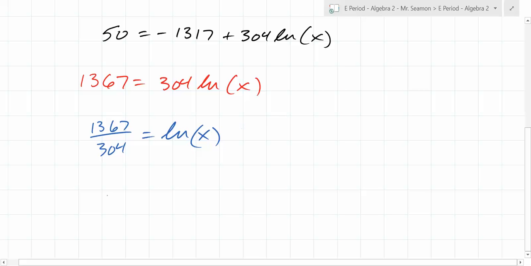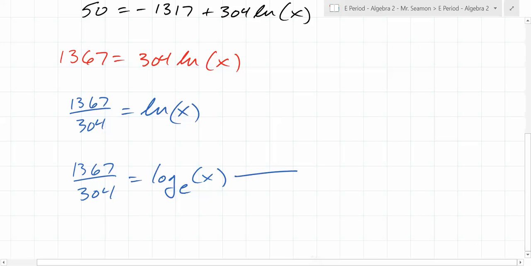Log base what? I'm just rewriting this. It's just notation. I'm not doing any math. It's log base e of x. So if we want to convert this to exponential form, can someone tell me what it is? What's the base? No, there's no log in exponential form. E to the 1,367 over 304 equals x. You convert it to exponential form.